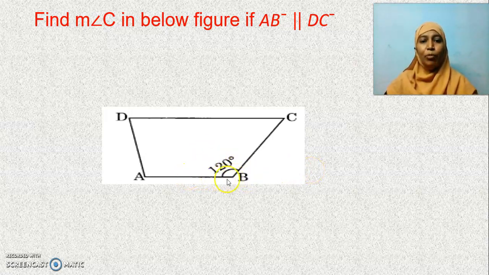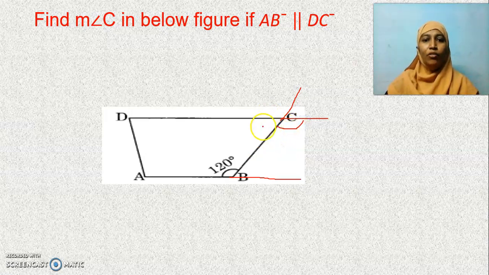Yes, of course, children. I am going to extend this line AB and line DC, and BC will be the transversal. So this angle is equal to the exterior angle of this quadrilateral. Will you all agree? So what will be angle C now? If I take this whole complete straight angle, if this is 120, the other part will be 60 degrees. It is very simple, isn't it?